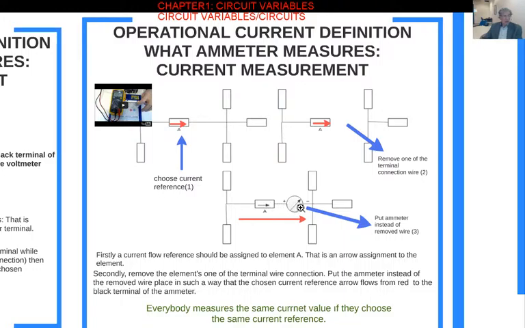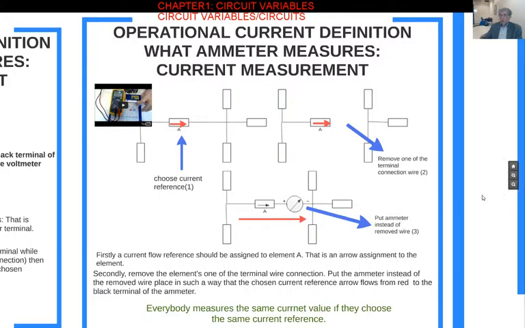This should be in the same direction because we would like to measure the current of this element for this reference with this equipment. So both references should be the same. Or you might call this a proper connection of the ammeter in series to an element A. So everybody measures the same current value if they choose the same current reference. That means by choosing this current reference, we will end up with the same result.